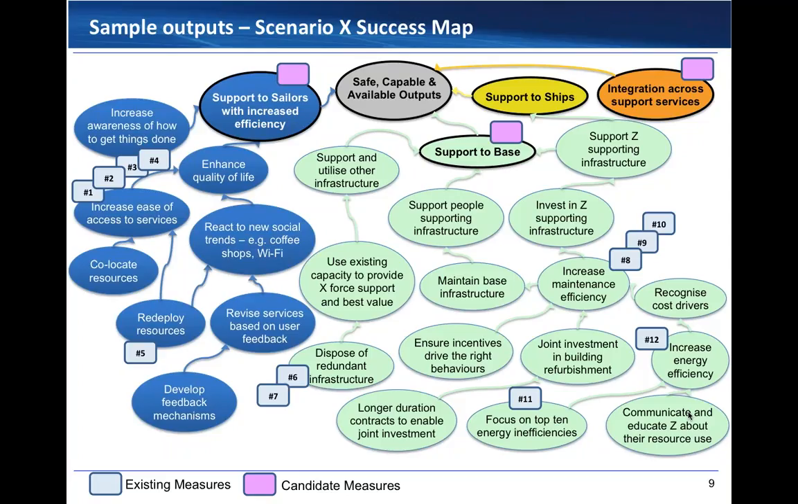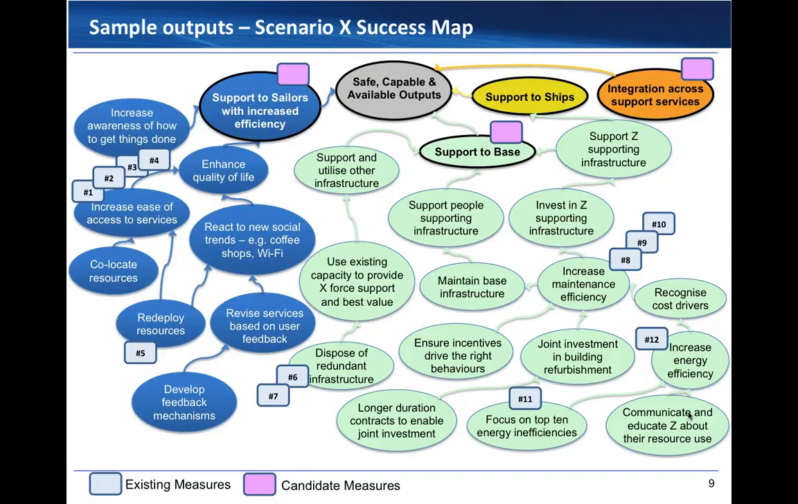If I just take the support to sailors for a second. So you say, how do we support the sailors with increased efficiency? Well, one thing was about increasing awareness of how to get things done. So it's a complex operation. How do I get the message across about how we get things done? Another element that was important was the quality of life for the sailors. So I want satisfied sailors that are feeling well looked after, well trained, and so on. How do I enhance the quality of life?